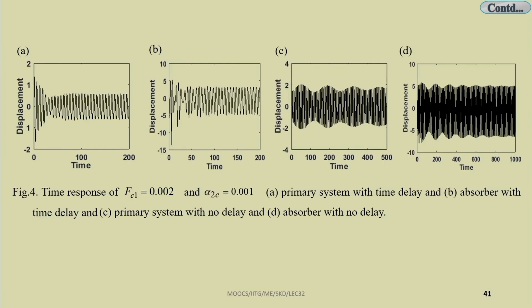Now, by taking this time delay, this is the time response of Fc1. This is the primary system and observer with time delay, and this is the primary system and observer with no time delay. So, here there is no delay in these, and the first two figures are with delay.